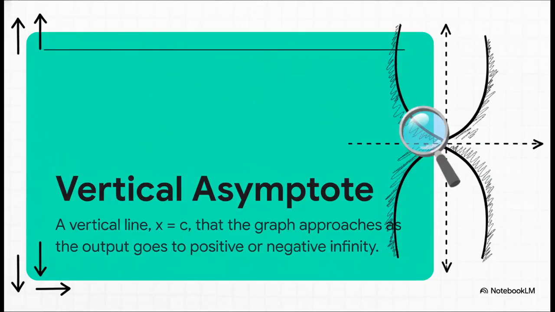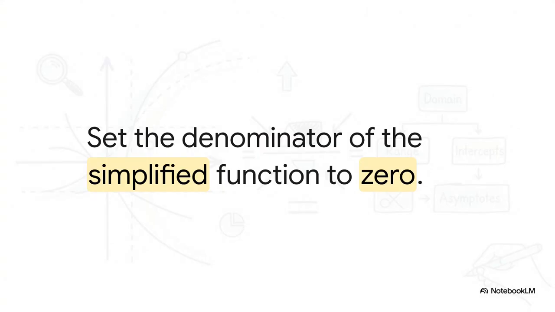Now, for the official textbook definition, a vertical asymptote is a vertical line, like x equals 2 or x equals negative 5, where the function's graph just goes wild. As you get closer to that line, the graph will shoot straight up toward positive infinity or straight down to negative infinity. It gets infinitely close, but it will never cross that line. So, how do we find these invisible fences? This is the best part.